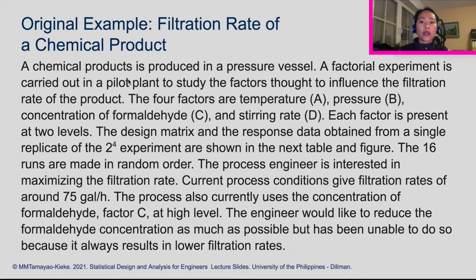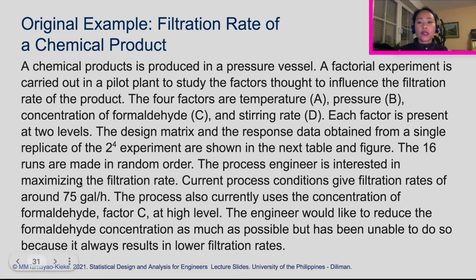A chemical product is produced in a pressure vessel. A factorial experiment is carried out in a pilot plant to study the factors thought to influence the filtration rate of the product. The four factors are temperature, denoted as A, pressure, denoted as B, concentration of formaldehyde, denoted as C, and stirring rate, denoted as D. Each factor is present at two levels. Now, the design matrix and the response data obtained from a single replicate of the 2 to the 4 experiment are shown in the succeeding slide.